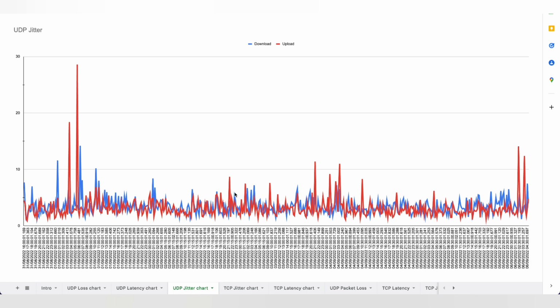Streaming TV has been great. Zoom meetings have been great as well. So really no issues here with the quality of the connection. Last thing we want to look at is the uptime and the reliability. So let's take a look.